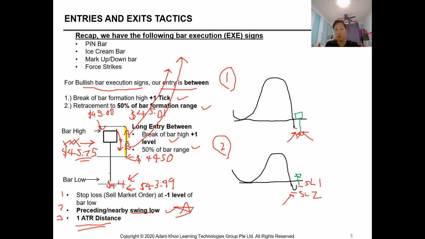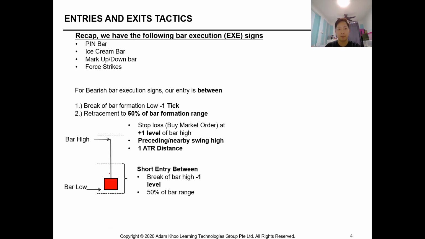So this is the standard framework that we have. Through this framework, you can develop your own style. Understand? So basically this is the sweet spot entry and also the different types of style to put your stop loss. I'll cover the criteria here first before we move on to the examples. So this is the bearish EXE example.